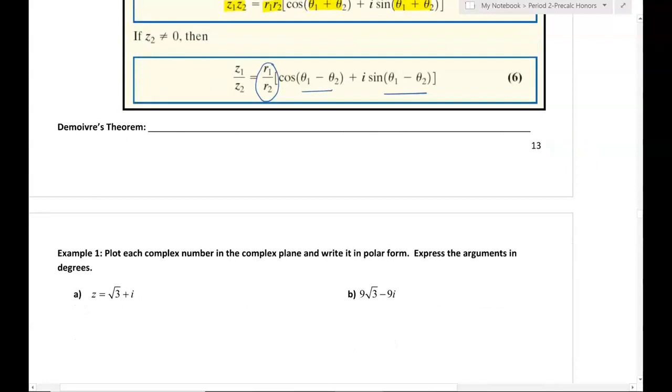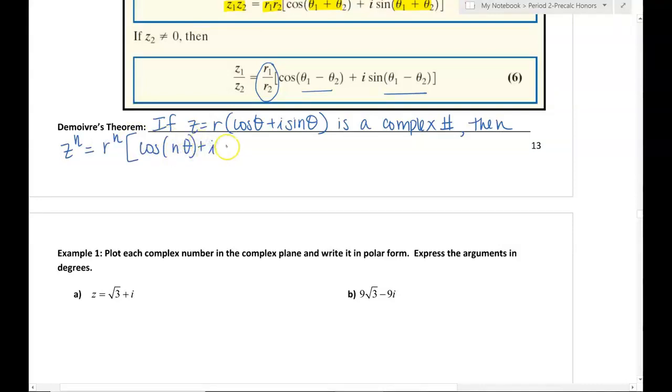Last definition, De Moivre's theorem. If z equals radius times cosine of theta plus i sine of theta, this is just the polar equation for a complex number, then z to the nth power equals r to the nth power times cosine of n times theta, plus i times sine of n times theta.